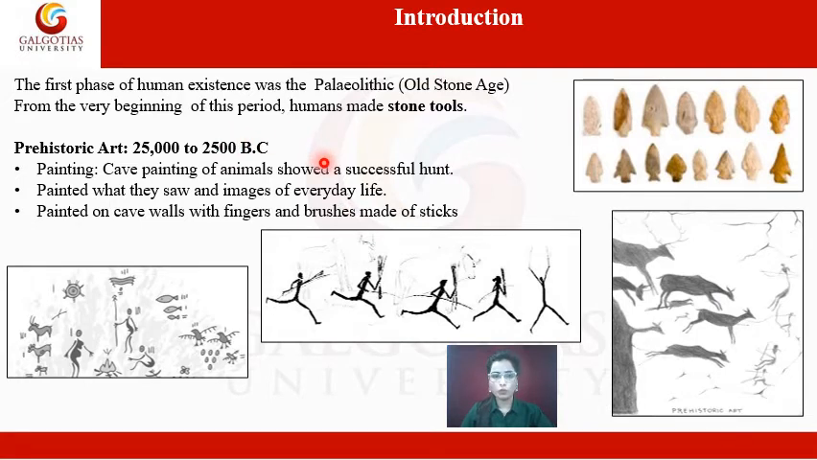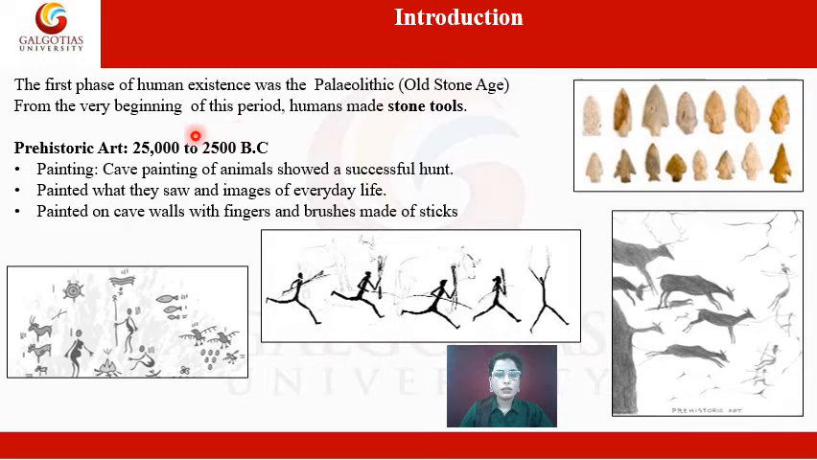As we all know, the first phase of human existence was the Paleolithic Age, which is known as the Old Stone Age. From the very beginning of this period, humans made stone tools. For example, you can see this image. There are different types of stone tools with different shapes and sizes. These tools were used for hunting purposes in the Old Stone Age.